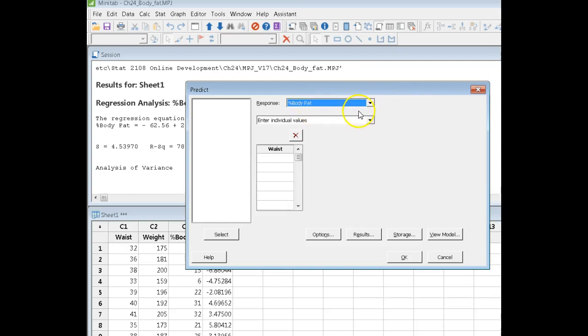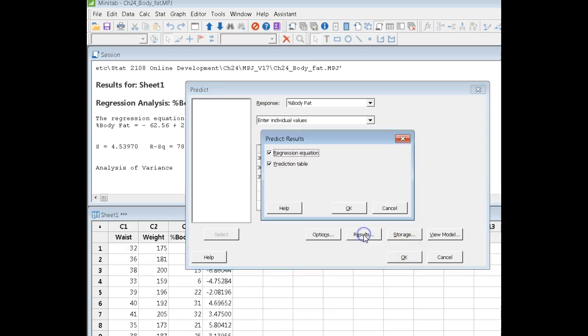Minitab already knows we're running a regression involving body fat. I can enter individual values, or I could have a whole column of values if I want. Now I'm just going to put in some individual values. In your notes it talks about getting confidence intervals and prediction intervals when somebody's waist size is 38. So I could do 38. Maybe I want to do 36. Maybe I want to do 35. You can throw in as many as you like. And we'll just let Minitab do its thing.